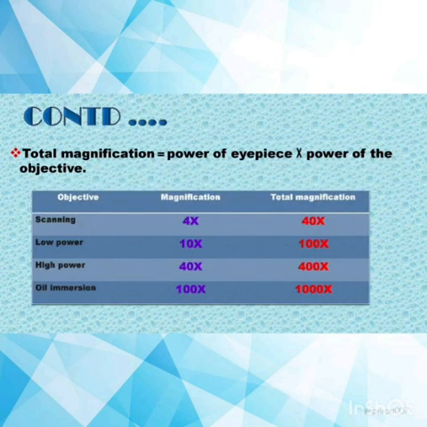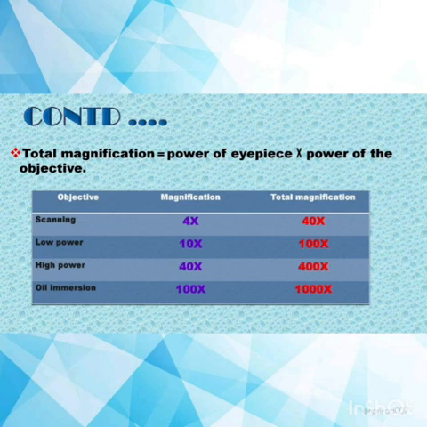The shortest objective possesses the least power, that is 4x, and is called the scanning objective. It is followed by low power, that is 10x, and high power objective, that is 40x. The longest as well as strongest objective is the oil immersion objective, which has 100x power.